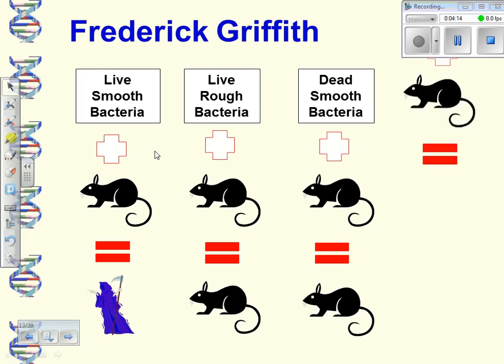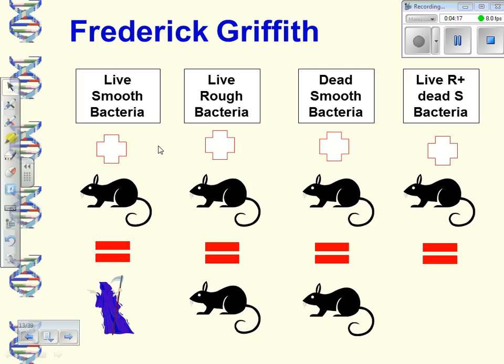The fourth part of his experiment was he took some of the live rough bacteria, the harmless ones that are living, and mixed them with the dead smooth bacteria. And the mice died. So what came out of this experiment was that there is something that actually controls traits, like being able to cause a deadly disease.